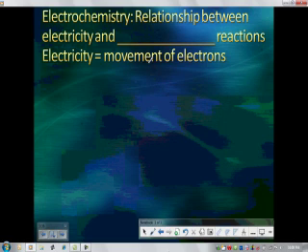So now, let's fill in this blank. Electrochemistry is where we're spending our time now, and by that we mean the relationship between electricity and redox reactions. Redox reaction: reduction and oxidation. And by electricity, what we are really talking about is the movement of electrons.